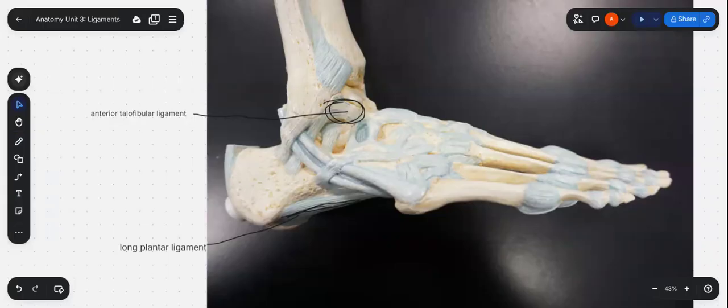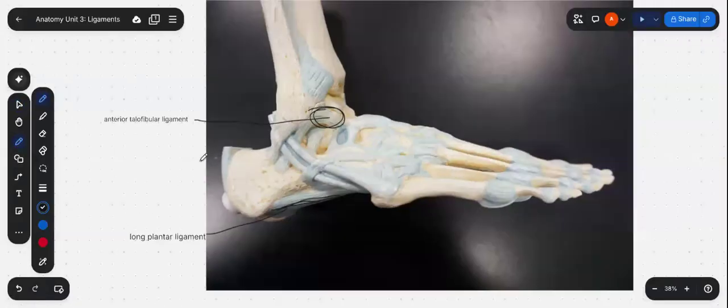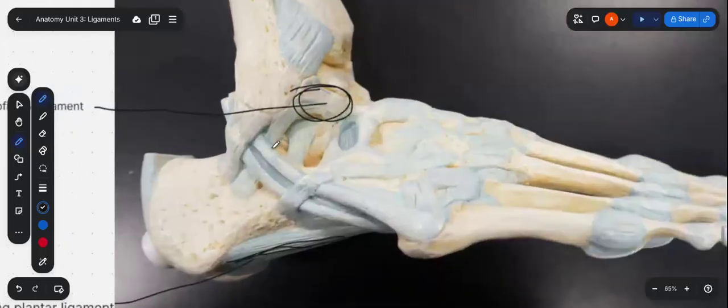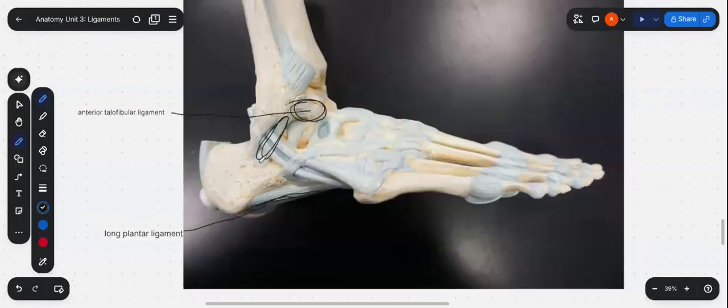Now, you also have a calcaneofibular ligament. The calcaneofibular ligament is going to go straight down and it is connecting your fibula to your calcaneus. So you can kind of see in the back over here, this one that is a little bit more deep, that is going to be your calcaneofibular.